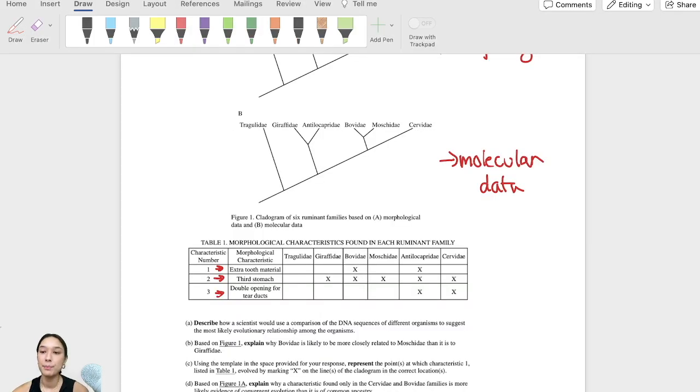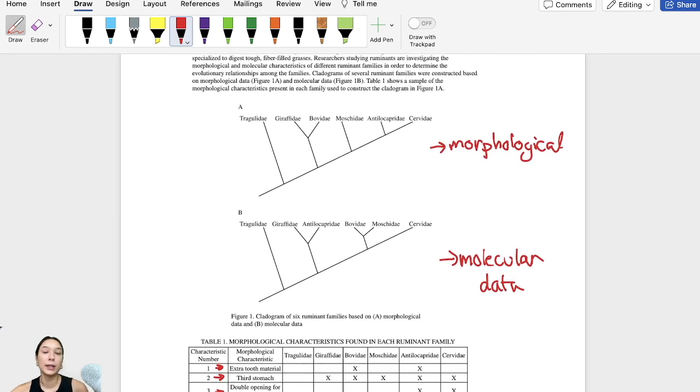Okay, part B says, based on figure 1, explain why Bovidae is likely to be more closely related to Moschidae than it is to Giraffidae. So for figure 1, which is our cladograms, I'm just going to highlight where those are. So Bovidae, got it here, and then our Moschidae here and here, and then Giraffidae is here and here.